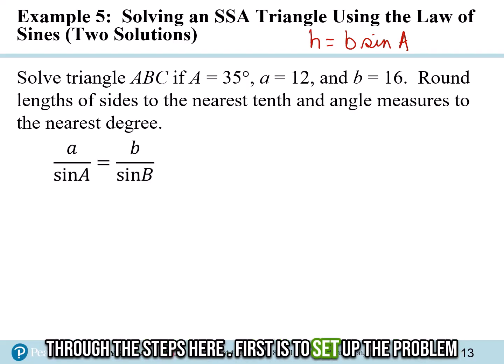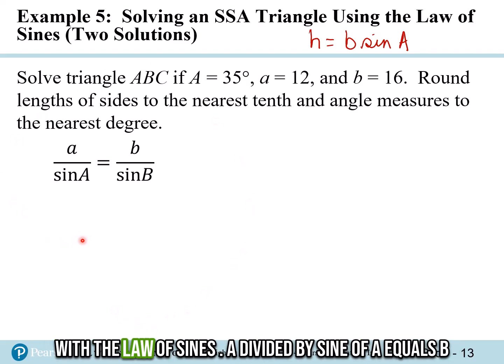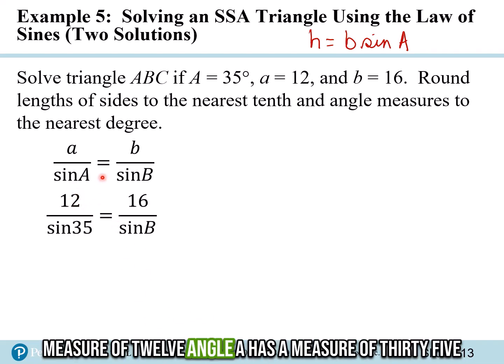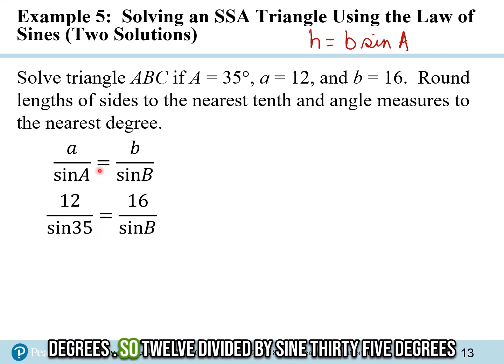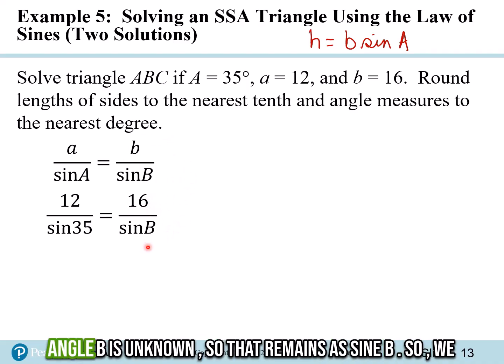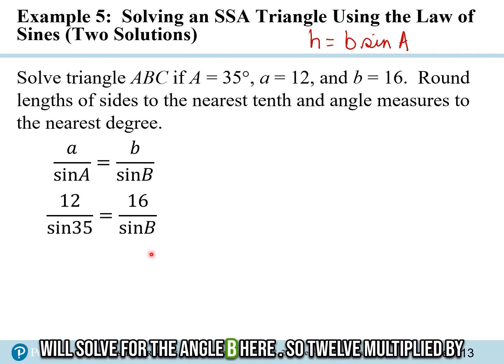First is to set up the problem with the law of sines. a divided by sine of A equals b divided by sine of B. So we'll plug in the values. a has a measure of 12. Angle A has a measure of 35 degrees. So 12 divided by sine 35 degrees equals b has a measure of 16, the side b, and angle B is unknown, so that remains as sine B. So we will solve for the angle B here.